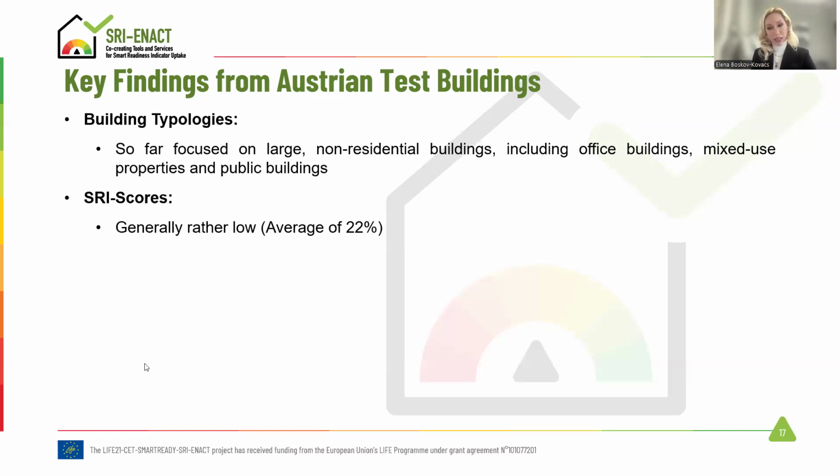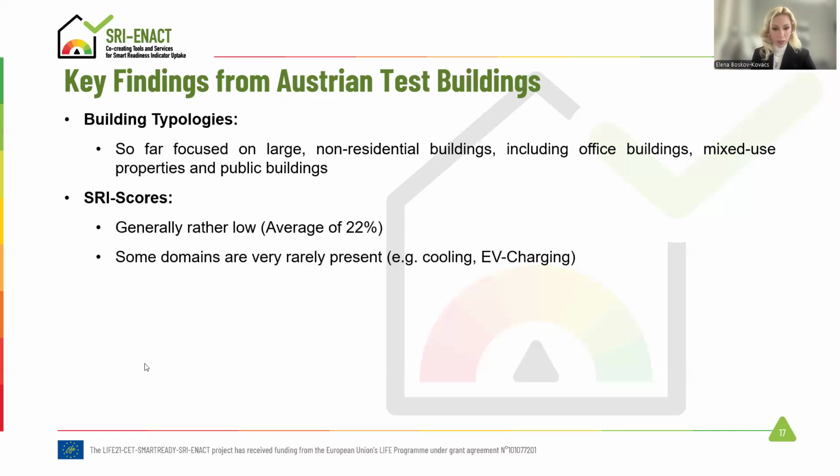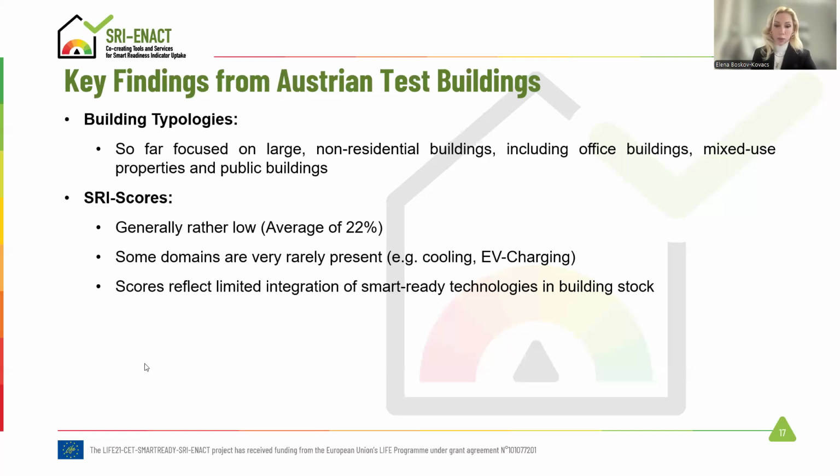That really highlights the limited use of smart technologies in older buildings. And domains like cooling systems and electric vehicle charging, these were rarely present so far, which kept the scores that we've had in the preliminary testing rather low. But of course, this is where our Austrian Empire history plays a part, because our country has inherited really a wealth of very beautiful but very aging building stock.